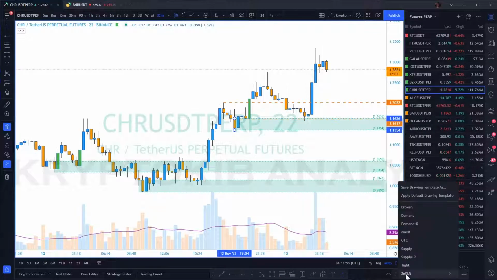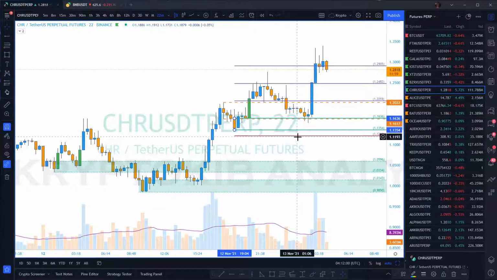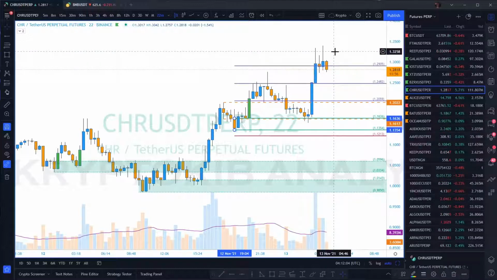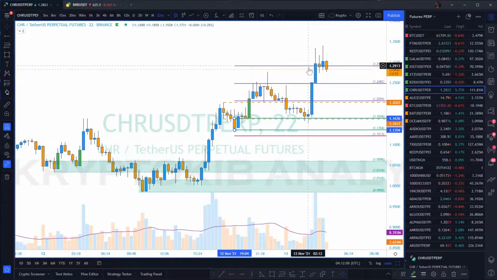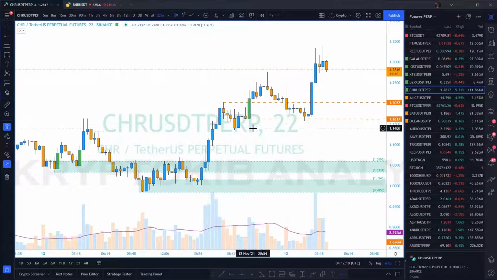This would have been my play. My stop, red line stop. This would have been 3R. Probably we have 4R here. So I would have taken at least 3R profit from this trade if I didn't look at 30 minutes.